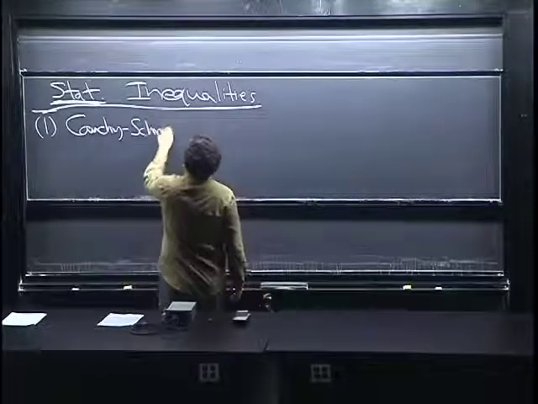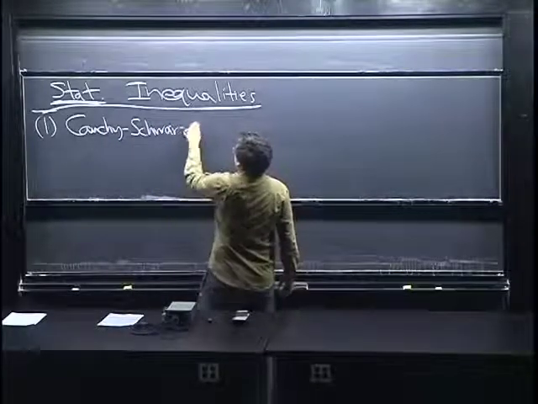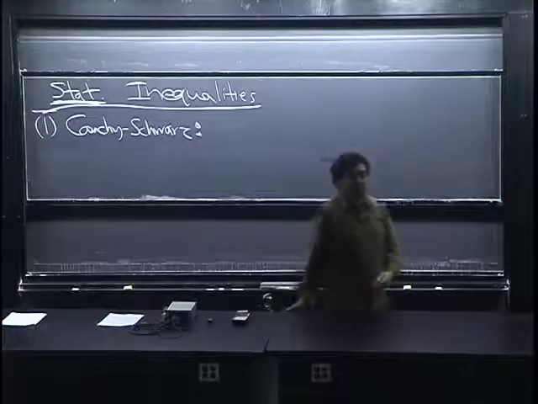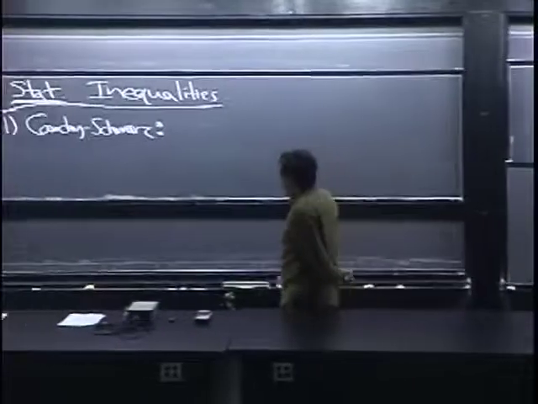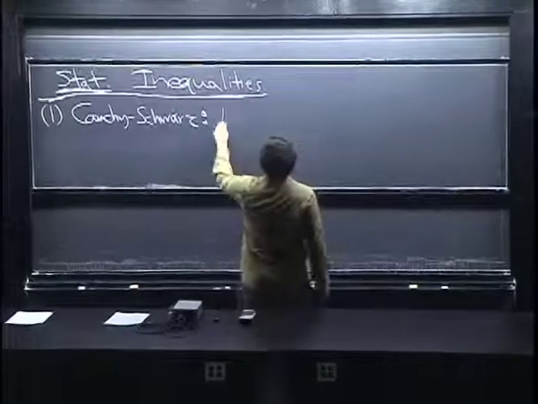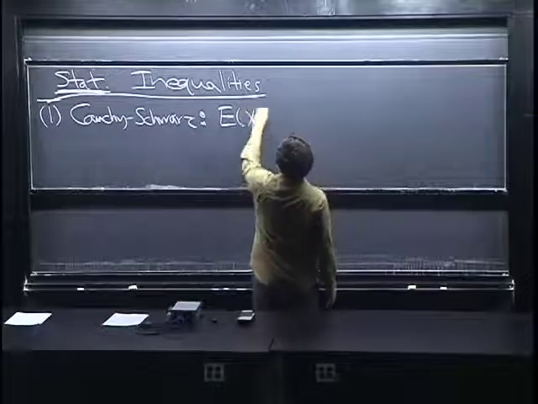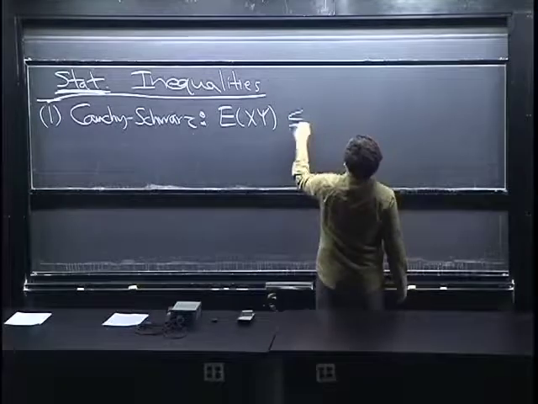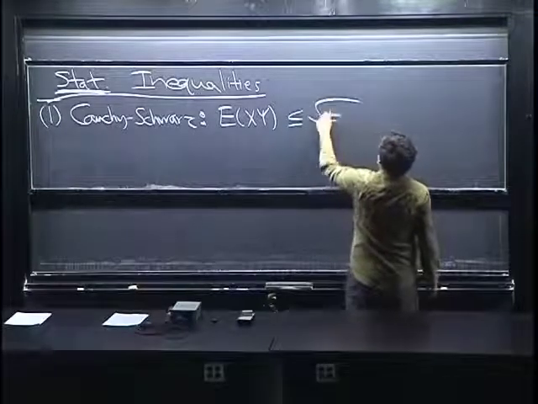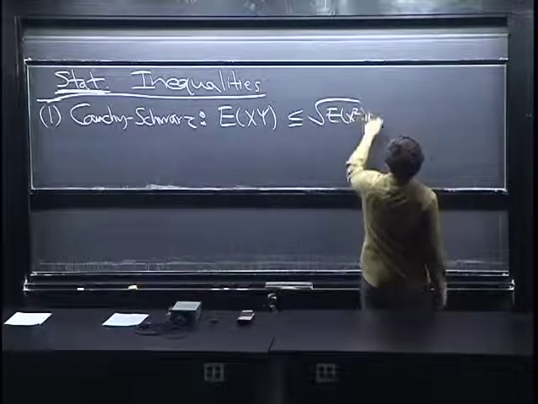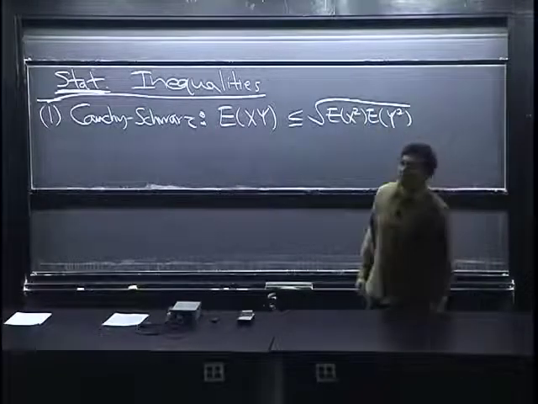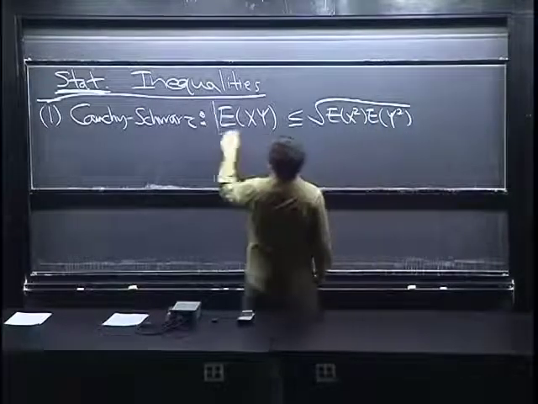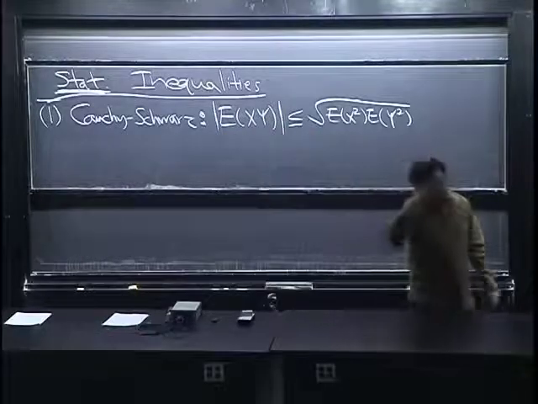So for random variables, a lot of you have seen Cauchy-Schwarz in a linear algebra or math class. For random variables, Cauchy-Schwarz says that the expected value of X times Y is less than or equal to the square root of E of X squared, E of Y squared. That's true. You can put absolute values around it also if you want. Still true.